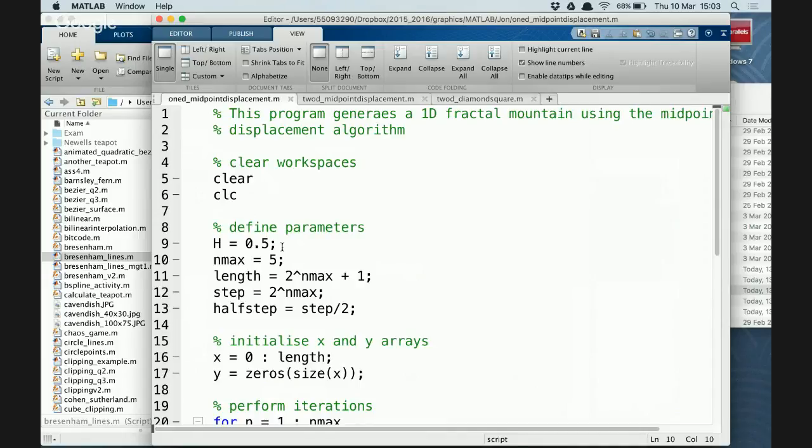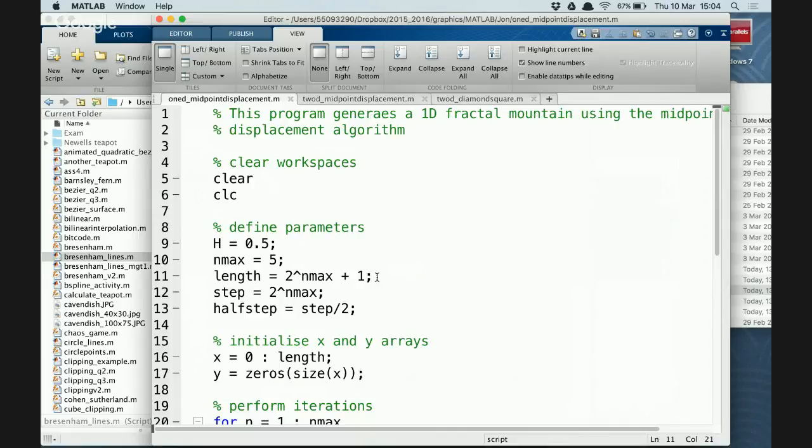So everything's nice and easy, whole numbers, I've chosen the length to be 2 to the power n max plus 1. So that means I'm pretty much only dealing with whole numbers across the x direction. Step means how far you have to step from one point to the next. At the start, the step is 2 to the power n max. So that's like 0 to 32. One step would have been 32. So a half step is simply step divided by 2. When I say step, that is the horizontal distance between 2 points, and a half step is halfway between the 2.